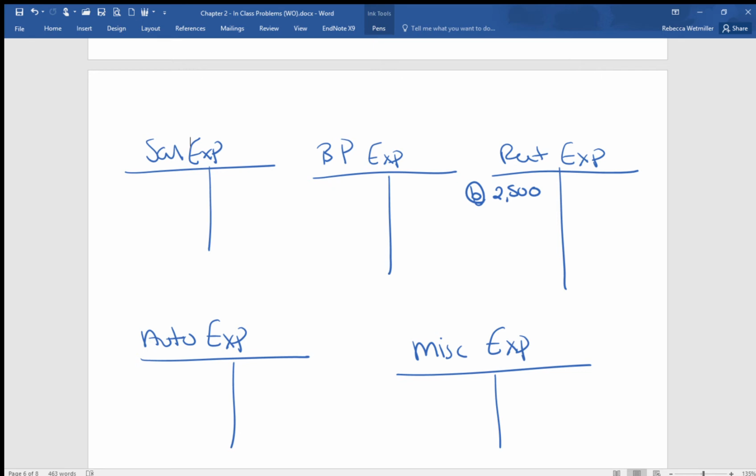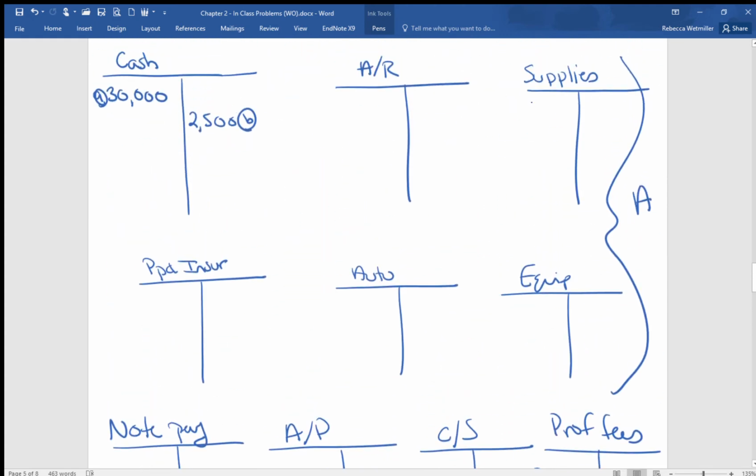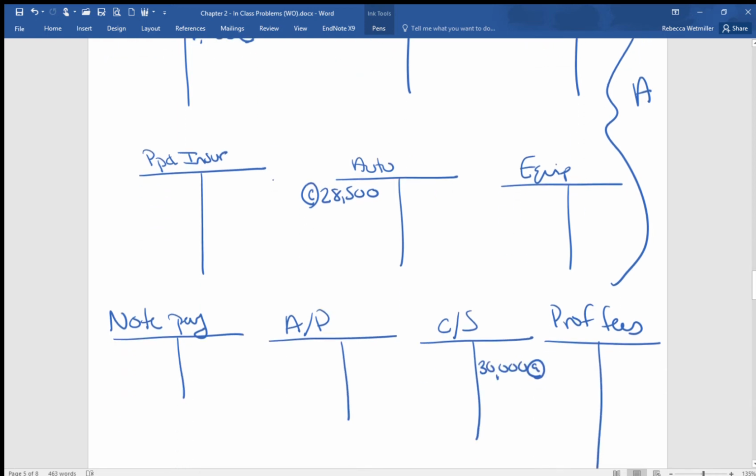Transaction C tells me I purchased a used automobile for $28,500. I paid $6,000 in cash, and then I gave a note payable for the remainder. So I received an automobile, which is an asset, valued at $28,500. I paid $6,000 in cash, so I'm going to credit cash for $6,000. And then the remaining balance, I issued a note payable, so I'll put the $22,500 credit to note payable. It's a liability. I'm going to owe somebody an additional $22,500. I increase liabilities by crediting.